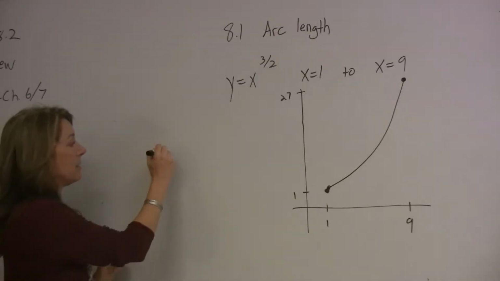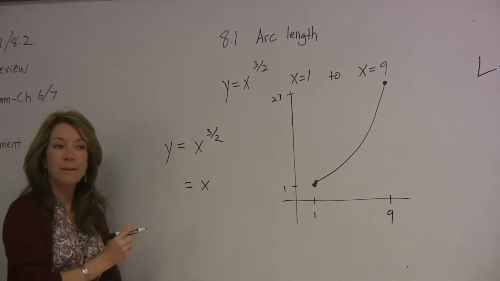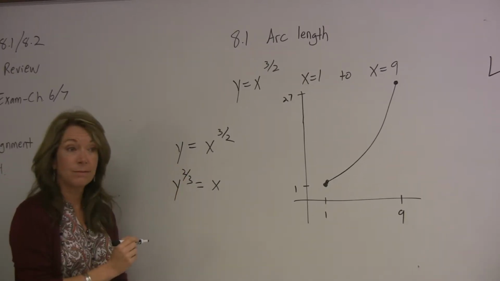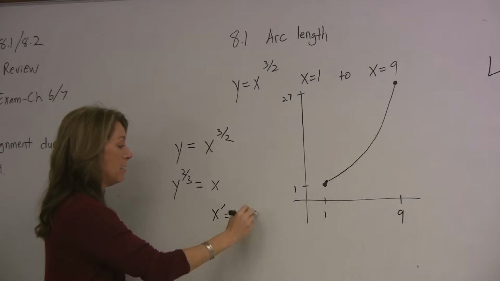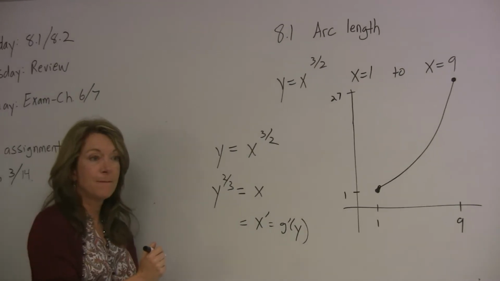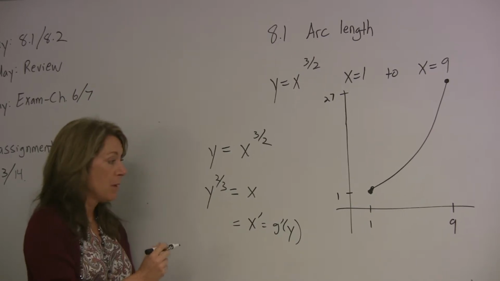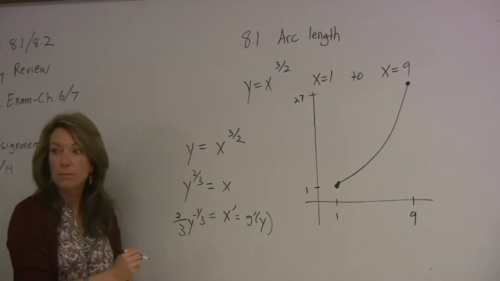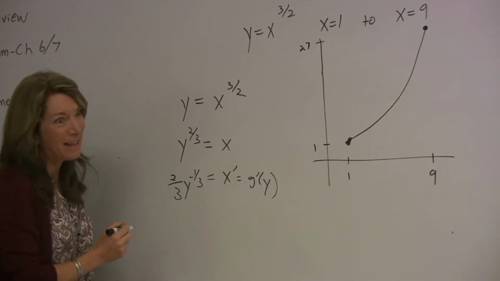But we also have to solve for x. If y equals x to the 3 halves, x equals y to the 2/3. So then x prime would be my g prime of y. What's the derivative of this? It's the same example that we were doing before. 2/3 y to the negative 1/3. Beautiful. 2/3 y to the negative 1/3. Your brain is in antiderivative mode. You have to be able to go back and forth.